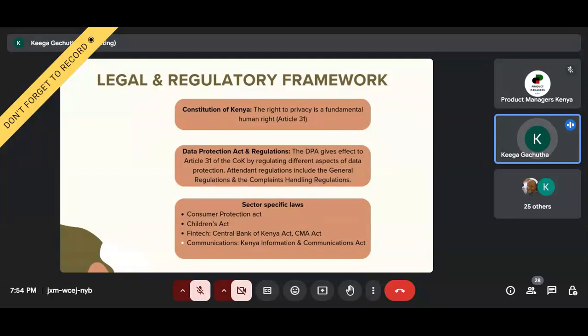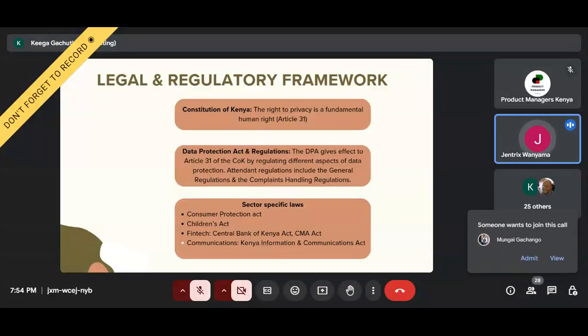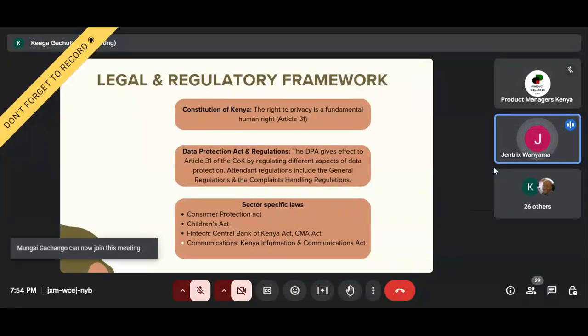I'm going to yield the floor to Gentrix. Thank you, Kaga. I think that was really clear. We'll now look at the legal and regulatory framework of data protection in Kenya.